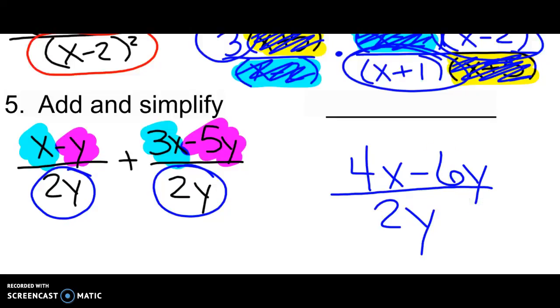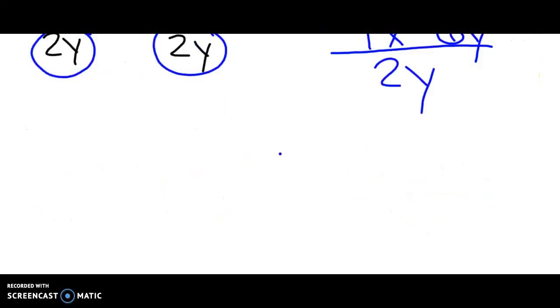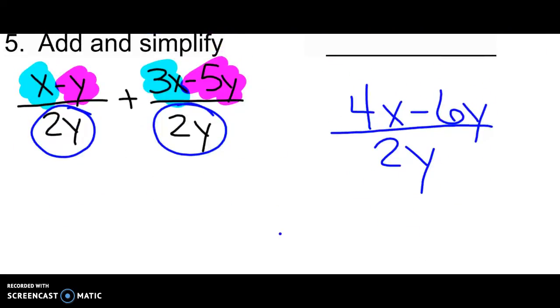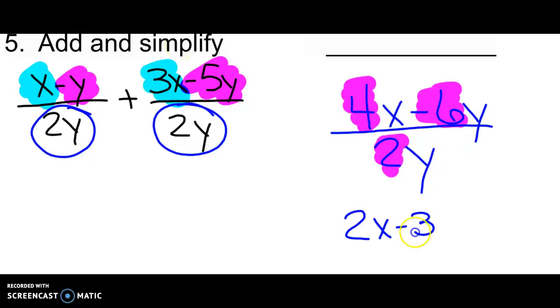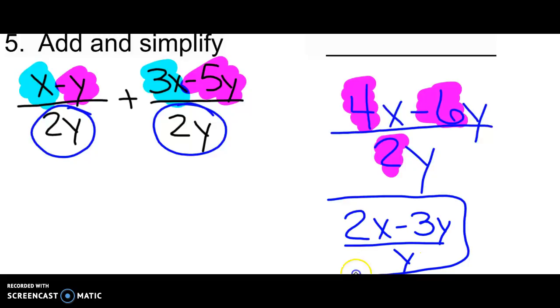If you got to this point, you got partial credit. All right, and so now the best thing to do is to look for things that you can put in lowest terms. So you're still not completely simplified. I see all the numbers are multiples of 2, so let's divide everybody by 2. Let me get back to my pen. So that becomes 2x minus 3y all over y. Now you can't divide everything by y because there's no y in that 2x. So that is your answer.